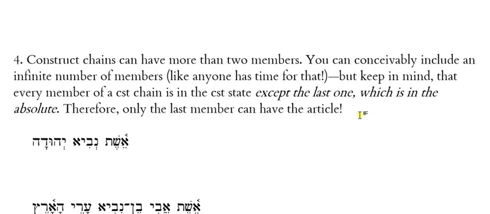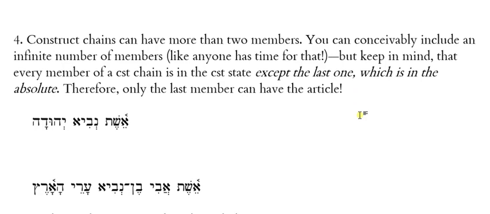So I may have 3 members of a construct chain, as in Eshet, Navi, Yehuda. There are 3 members of this construct chain. They're all nouns. So Eshet is thing 1, Navi is thing 2, Yehuda is thing 3. I could actually have more things than just 2. Eshet is in the construct, Navi is in the construct. Yehuda is the only one that's in the absolute because the final member of a construct chain is the only one that's in the absolute.